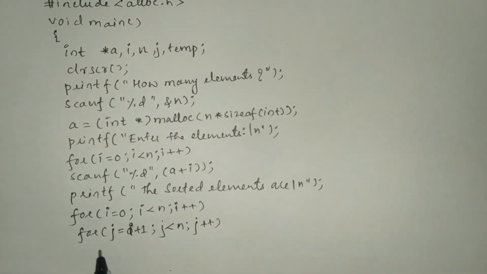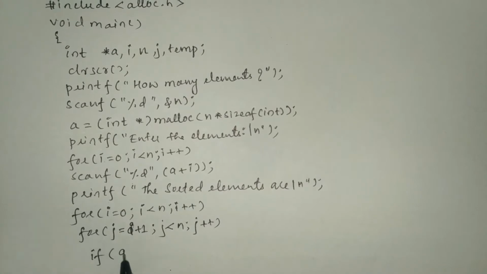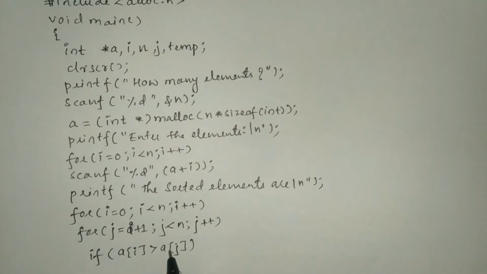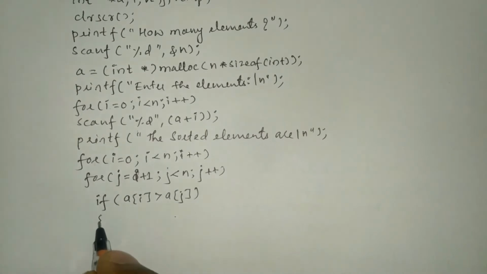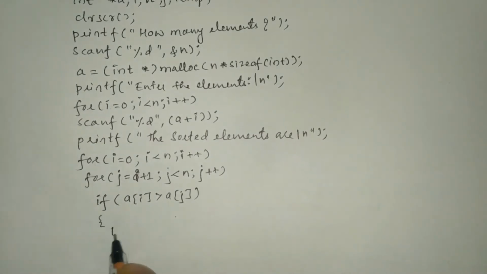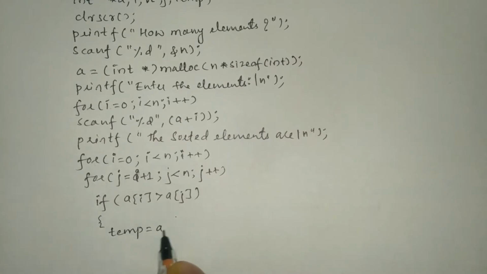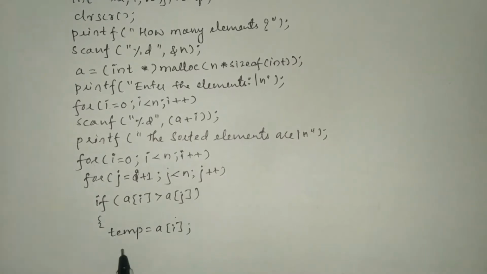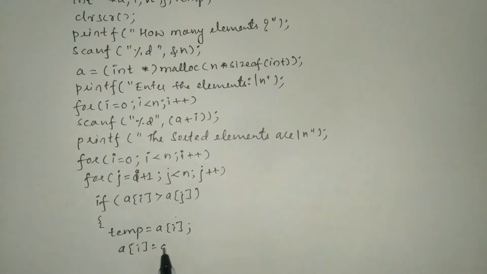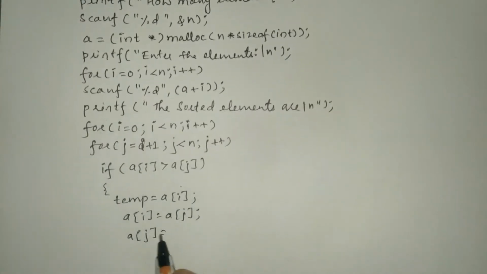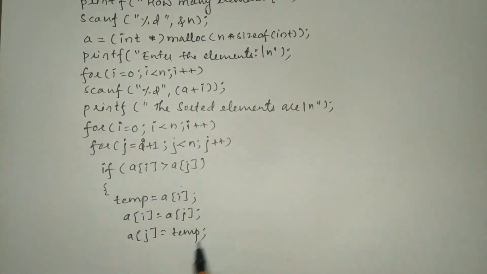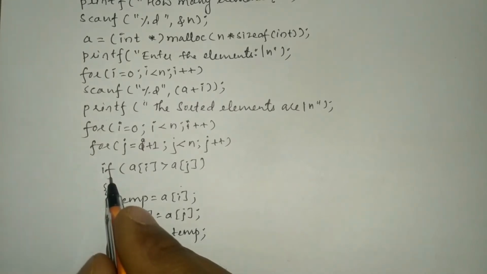Okay, fine. So next we are going to check the condition. If a of i is greater than a of j, if it is true, then the swapping or interchange of elements has to take place. So here, in curly open brace, I'm going to write temp is equal to a of i, put semicolon, a of i is equal to a of j, semicolon, a of j is equal to, we'll write temp and put semicolon. Next, the curly closing brace for this if statement.